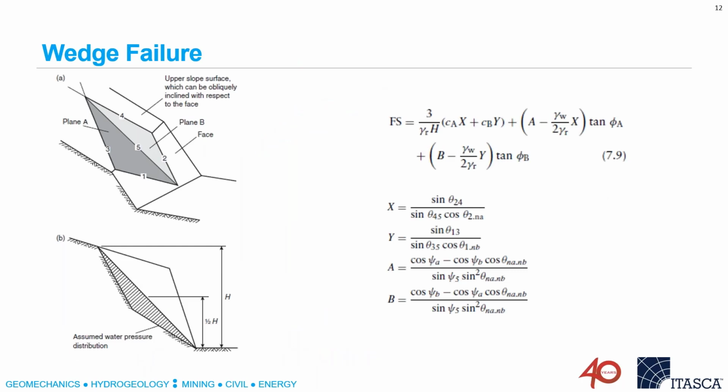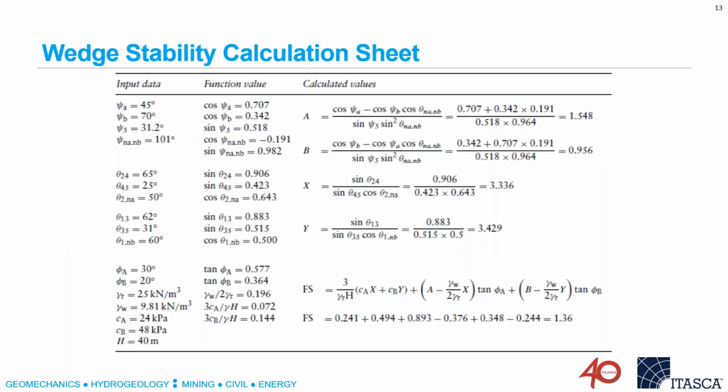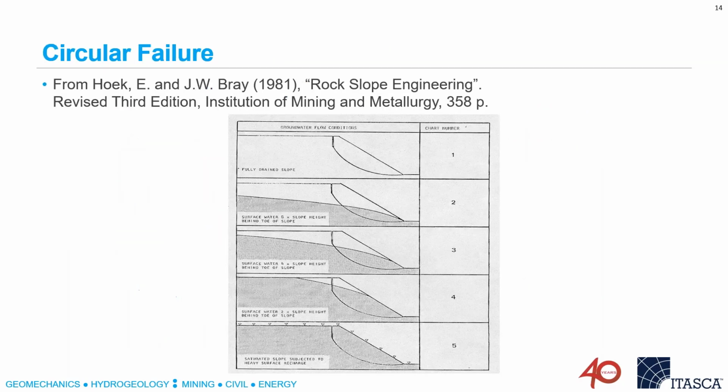A little bit more complex is when we have two sliding surfaces that form a wedge. And again, analytical expressions are available to compute those safety factors. And these things are all coded into programs like SWedge if you don't want to do your own calculations. And then there are circular failure charts for different water conditions, as shown here in the text from Hoek and Bray in 1981.